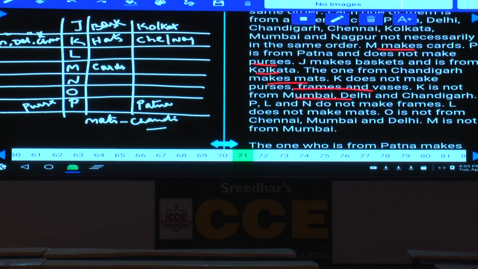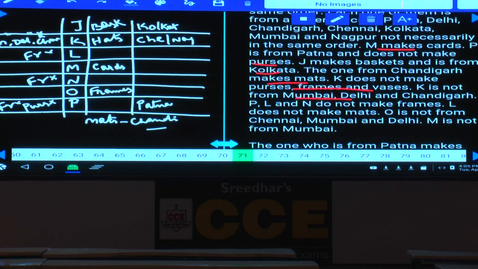P, L and N do not make frames. Now P does not make frames. L, frames is ruled out. And N, frames is also ruled out. Frame cannot be here, cannot be here, cannot be here. Now J cannot be frame. K cannot be frame. L frame is ruled out, M is also ruled out, N ruled out, and P is ruled out. Hence, frame is O. Hence, this O makes frames. Done with this? O makes frames.